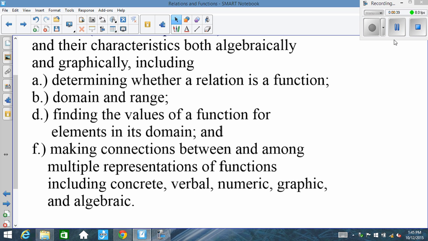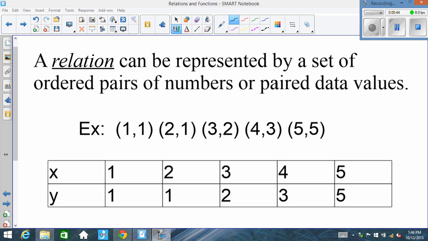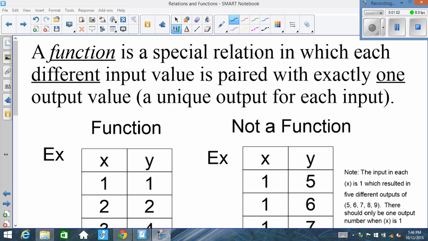Again, you may pause to write notes as we go. A relation can be represented by a set of ordered pairs of numbers or paired data values. So (1,1), (2,1), (3,2), (4,3), and (5,5) is a relation. They've been paired together, so that same information is presented in a table. A function is a special relation in which each different input value is paired with exactly one output value, a unique output for each input.